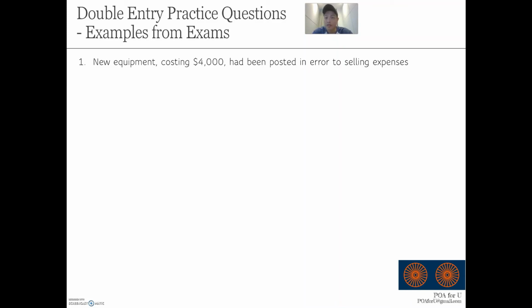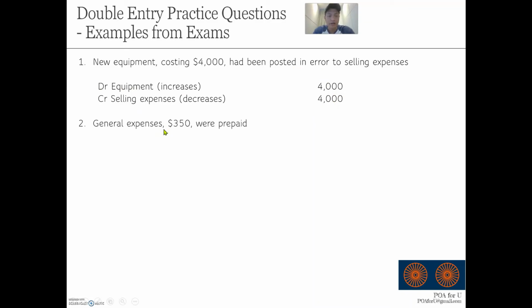So equipment is an asset account. If you want to bring it up, then an asset is debit in nature, so you debit equipment. Selling expense is an expense, right? And if you want to bring it down, since it's debit in nature, you credit selling expense. So that's how you figure out the journal entry for this.